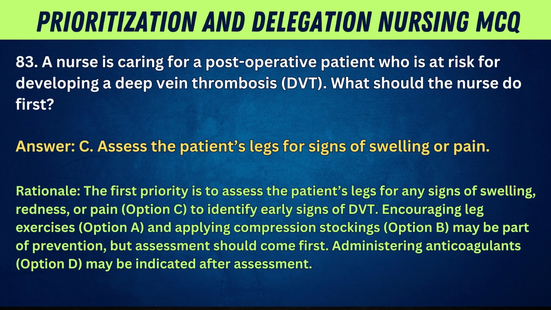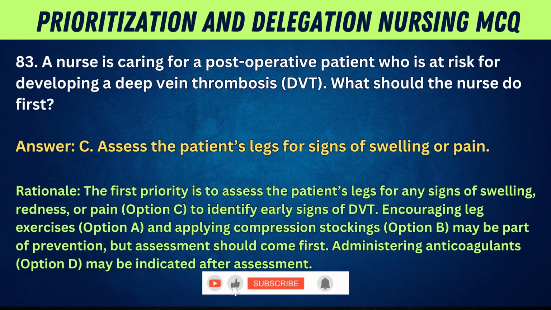Answer. C. Assess the patient's legs for signs of swelling or pain. Rationale. The first priority is to assess the patient's legs for any signs of swelling, redness, or pain, option C, to identify early signs of DVT. Encouraging leg exercises, option A, and applying compression stockings, option B, may be part of prevention, but assessment should come first. Administering anticoagulants, option D, may be indicated after assessment.